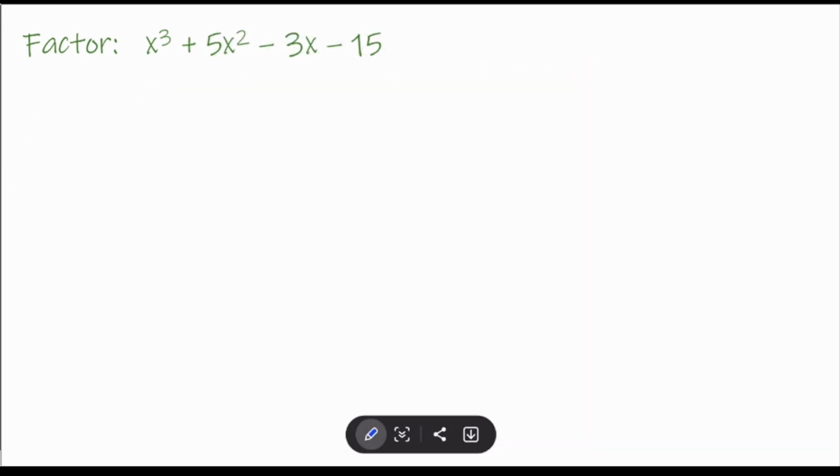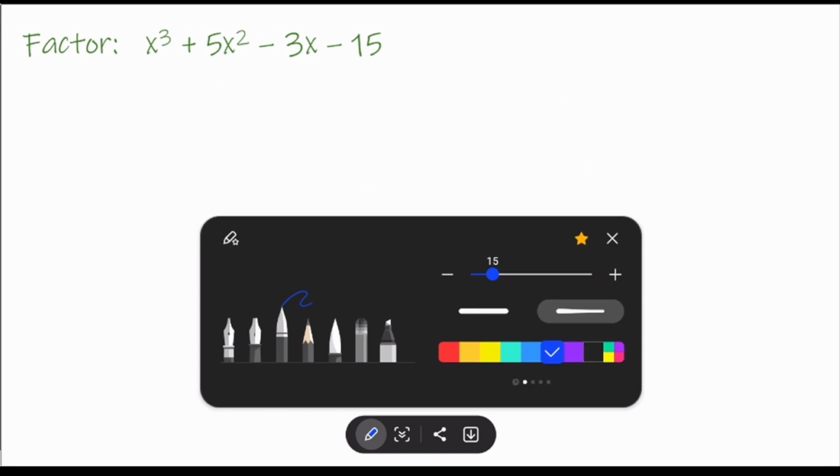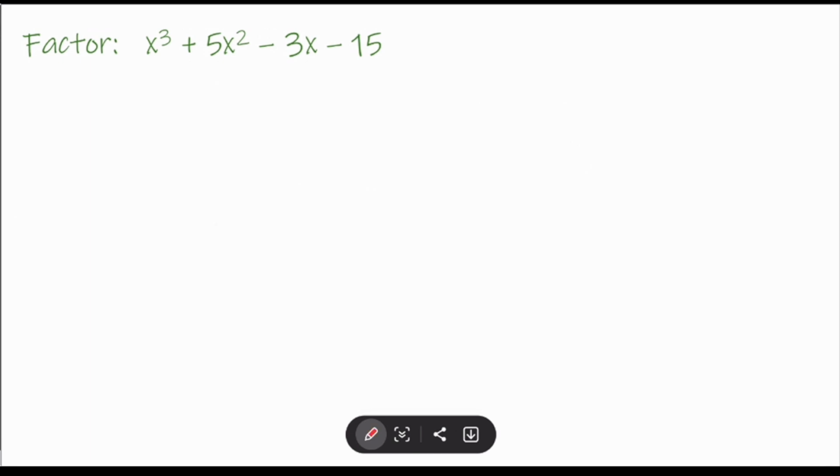Now let us factor this one. It is arranged according to the exponent of the variable x, so it's already arranged. Now you just need to do synthetic division to find the first factor. So we're going to have the box for the factor that we're looking for, and then we're going to write the numerical coefficients of x cubed, which is 1. For x squared it's 5. For x it's -3, and for the constant it's -15.